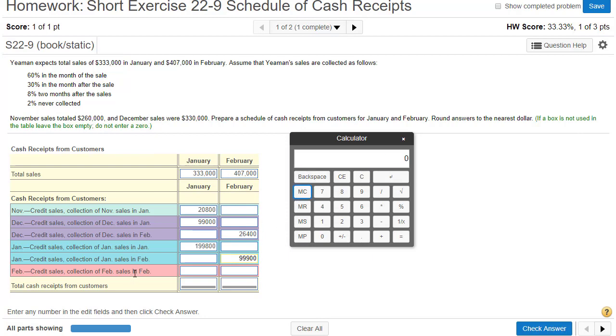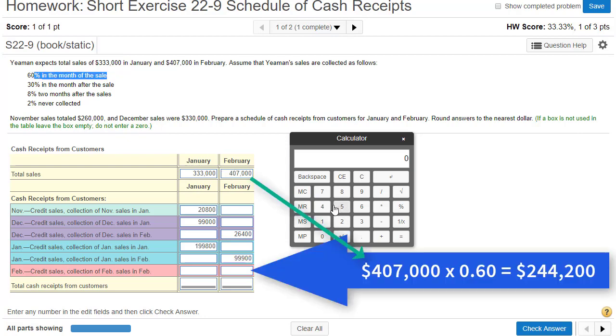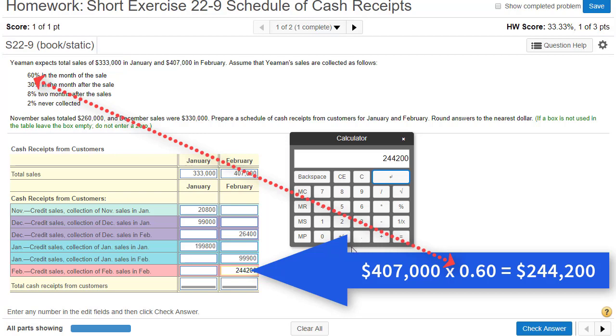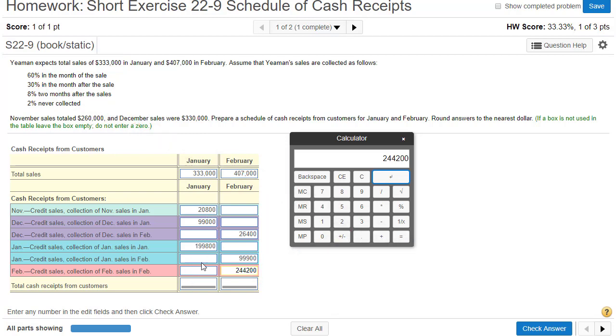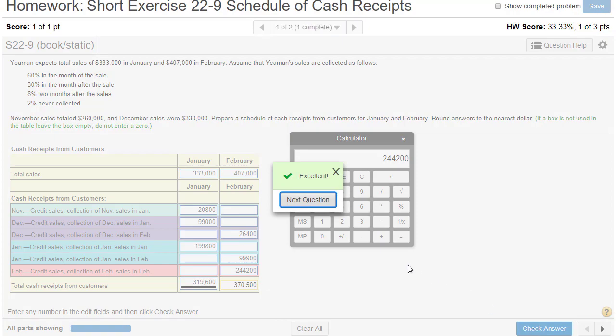All right, and then the last we're going to do is figure out how many of February sales are going to be collected in the same month. 60%. So we got 407,000 times this 0.6 gives us 244,200. So the totals, you're just going to add these three numbers up to get January's total of 319,600. And for February, we got 370,500. So that's how you do a schedule of cash receipts.